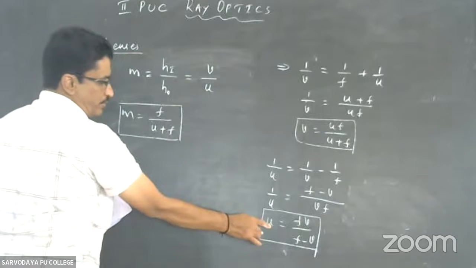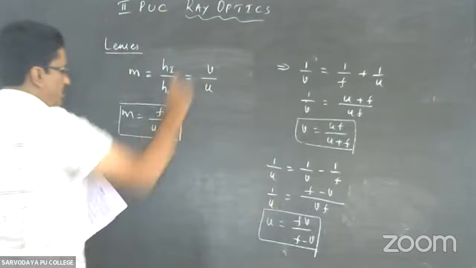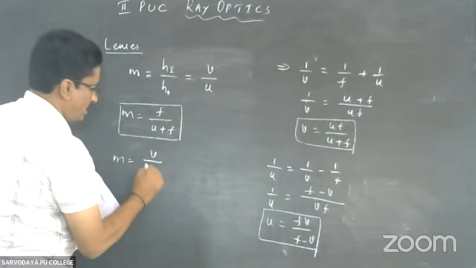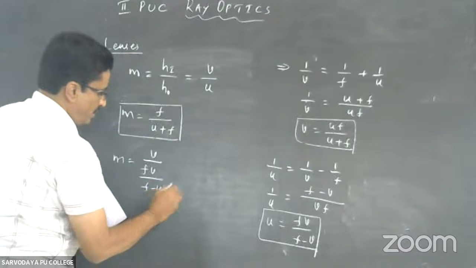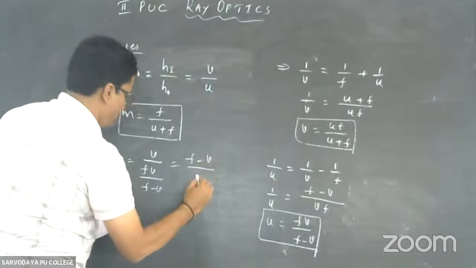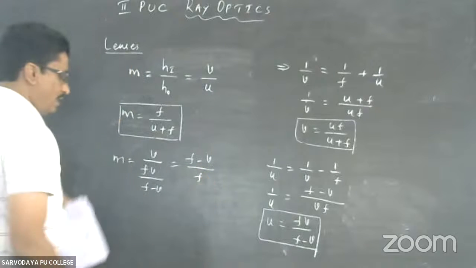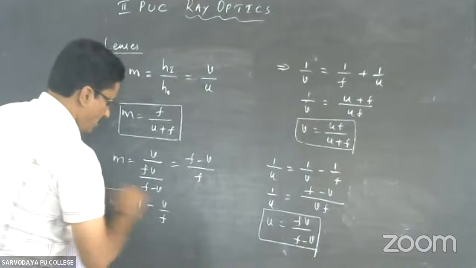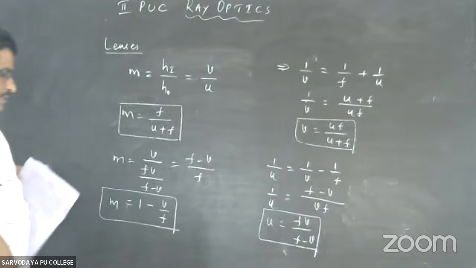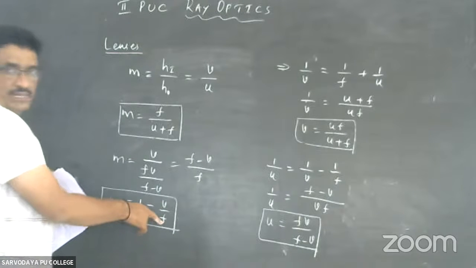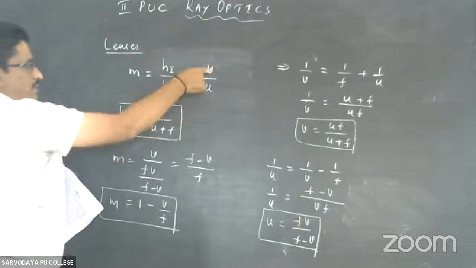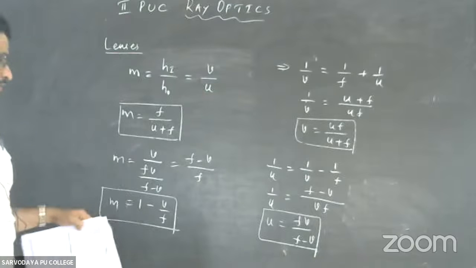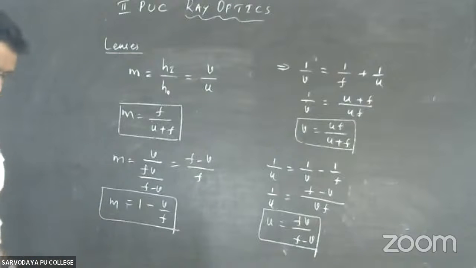Similarly, if you substitute for u, which is fv by f minus v, then the formula for magnification m becomes fv by f minus v, therefore f minus v by f, or it simply becomes 1 minus v by f. This is the formula for magnification in terms of image distance and focal length. Therefore, this formula you should be knowing. If you know the formula, then it will be easy for you to work out the problems related to lenses.